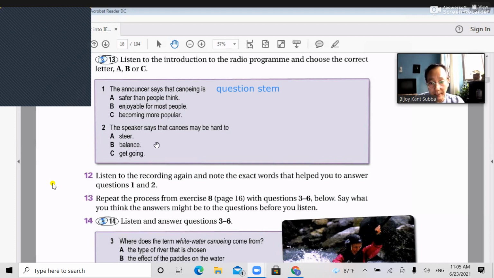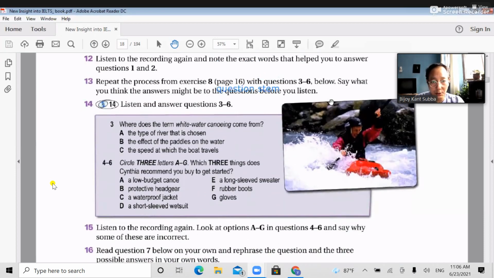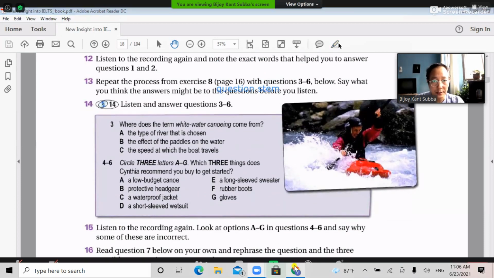All right, the second one, the speaker says the canoes may be hard too. Spelling C. They are known for being particularly unstable, people turning over in the water. Particularly well known for being unstable and turning over in the water. So if they're unstable and they're known for turning over in the water, it's kind of hard to balance the canoes. Okay? Right, so let's try some more multiple choice.